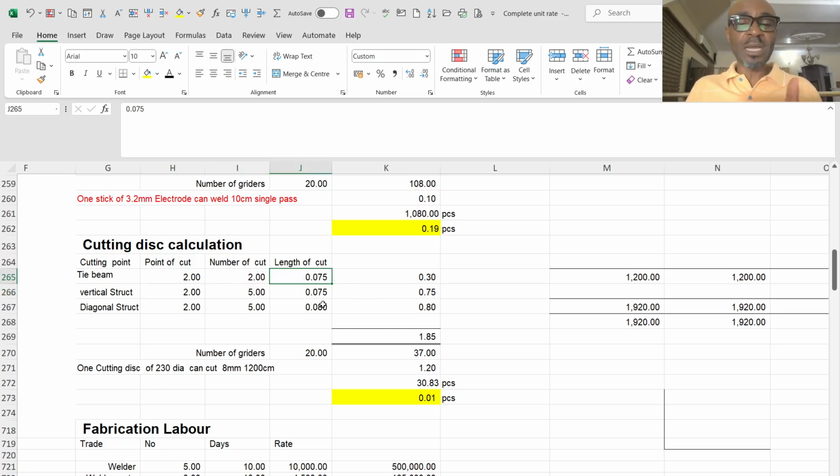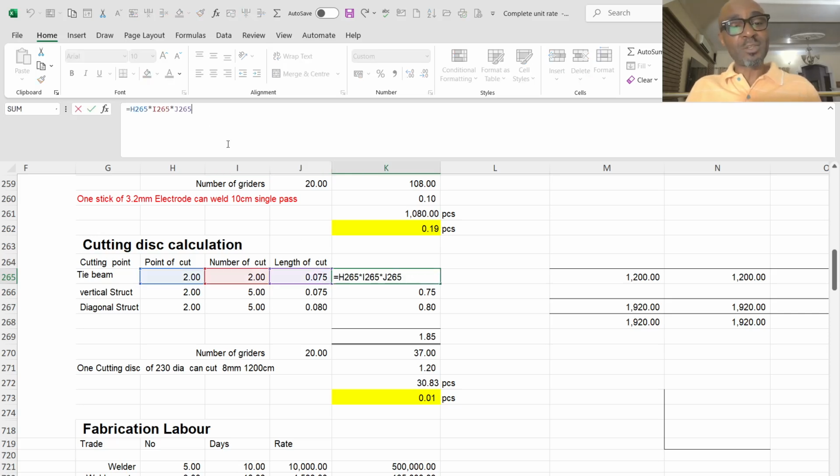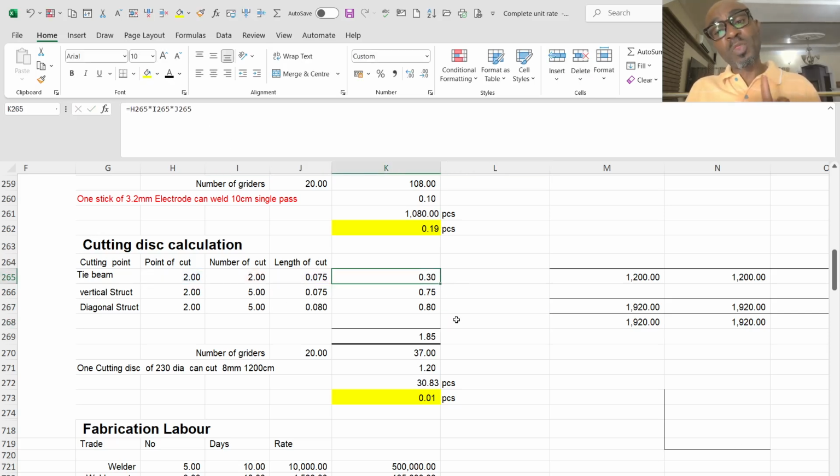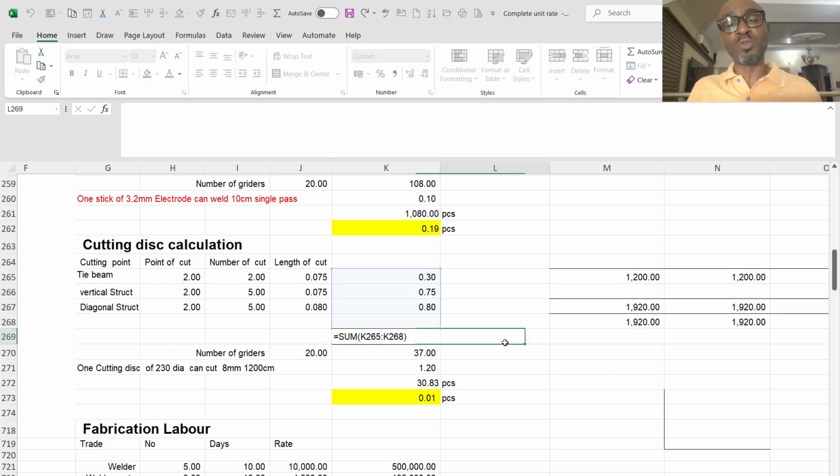And the length of this 0.75 is 0.75. Why you have 0.75? That's why it's 2. 2 multiplied by this gives you this length and this length. So if I multiply it together, I'll have a 0.3 length, a 0.75, and a 0.8. So if you sum all the cuts I am going to do, it's 1.85 meters.